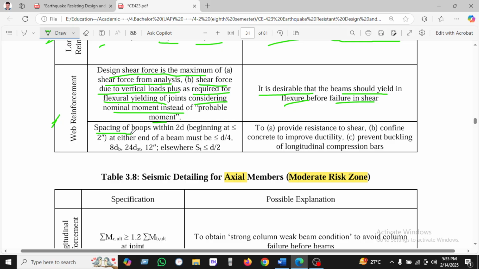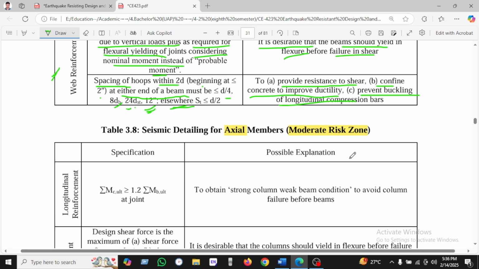So you can see here the spacing of hoops within 2d, beginning at 2 inches from either end of the beam, must be d divided by 4, or 8 d_b (diameter of main bar), or 24 d_s (stirrup diameter), or 12 inches, whichever is lower. Elsewhere we will use d divided by 2, because this provides shear resistance, and confined concrete improves ductility and prevents buckling of the longitudinal compression bar.